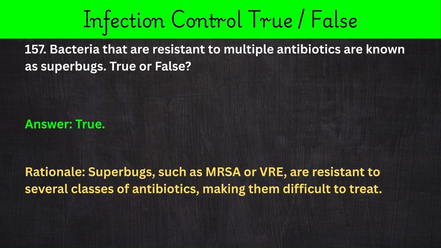157. Bacteria that are resistant to multiple antibiotics are known as superbugs. True or false? Answer: true. Rationale: superbugs, such as MRSA or VRE, are resistant to several classes of antibiotics, making them difficult to treat.